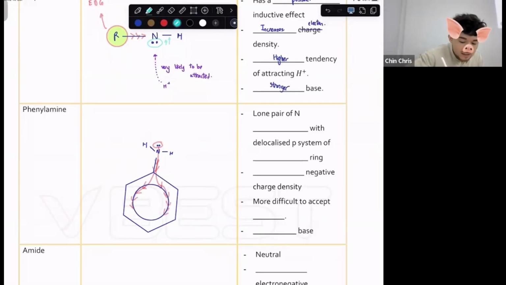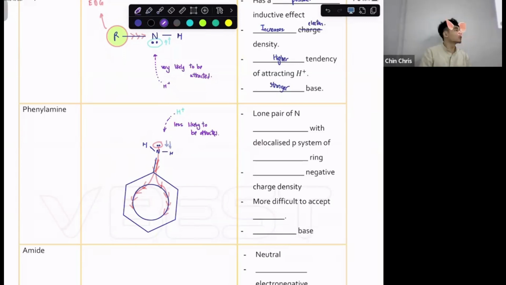So guys, if I put a H+ here, is it more likely or less likely to be attracted? Less likely to be attracted, right? Why? Because the electron density here is lower. The electrons are already delocalized into the pi ring system, which makes your H+ less likely to be attracted. So is this a stronger base or weaker base? Weaker base. Well done, good job.